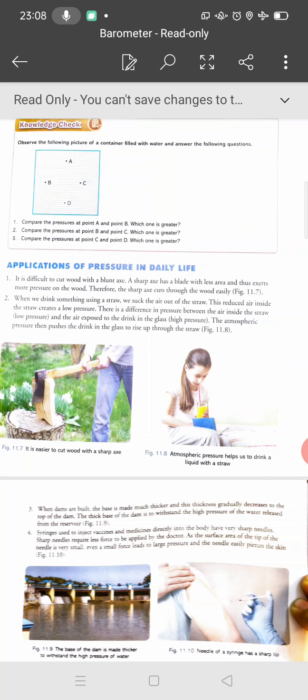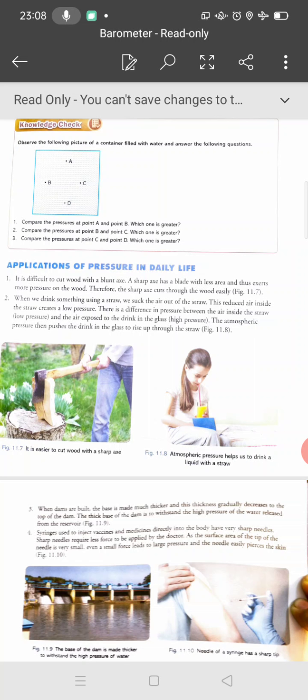It is a sharp axe, you can see. And we have discussed the applications, the uses of pressure, in the last lecture also. If you cut a vegetable with a blunt knife, what will happen? Does it cut easily? No. If you use a sharp knife, what will happen? This sharp knife cuts the vegetable easily.